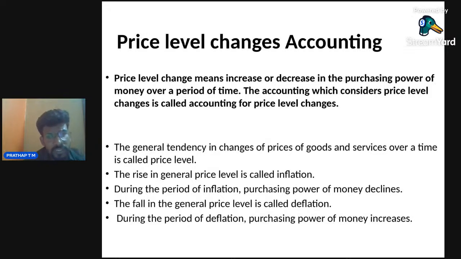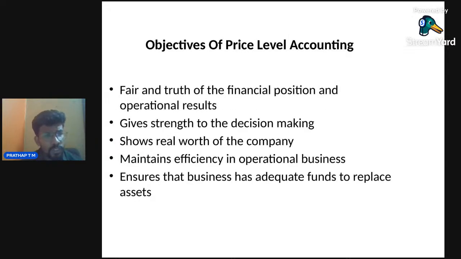In accounting also, let's take an example of debtors. Just assume your debtor, your customer, takes a credit of rupees 10 lakh from your company at the beginning of your financial year. Until 10 or 11 months, which they have not paid, in your financial statement you consider it as 10 lakh. Do you think both 10 lakh have the same value? If you ask me, definitely no, there is a difference. To adjust for this, we use inflation accounting. So here the question: what is the objective of using or adjusting price level accounting? It gives a fair and true view of the financial position and operating results.